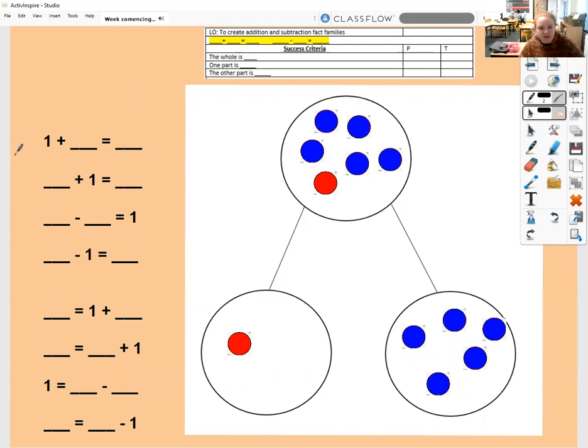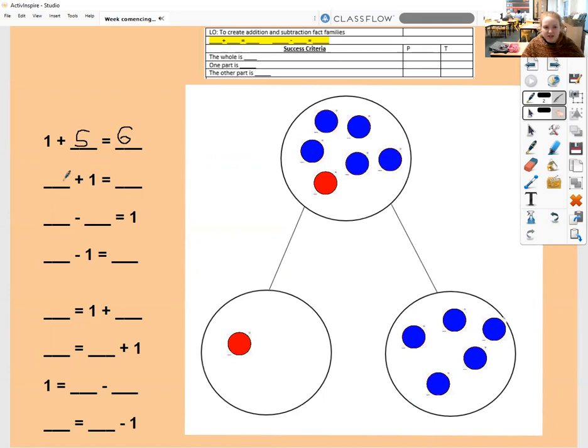Let's have a look at this one together. This is saying that one of my parts is 1. So here is my part that's 1. 1 plus something equals my whole. Well, let's have a look at that. My whole is 1, 2, 3, 4, 5, 6. My whole is 6, and one of my parts is 1. My other part is going to be 1, 2, 3, 4, 5. One part is 1 and one part is 5 equals my whole, which is 6.